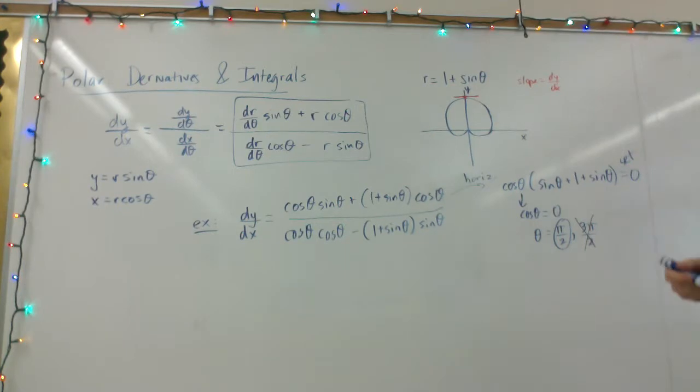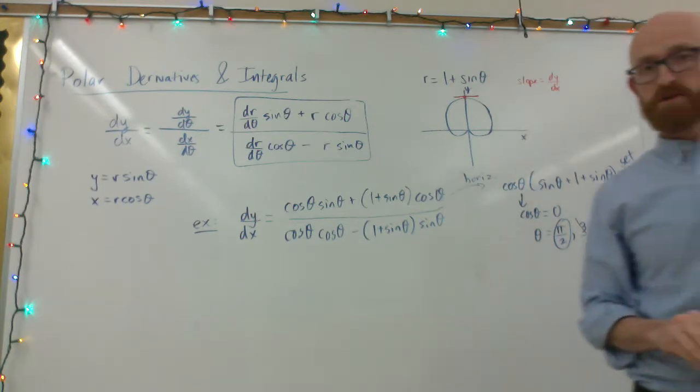We'll see what's going on with 3 pi over 2 in a second. And then over here you'll have 2 sine plus 1 is 0. And that means that sine is negative a half. And that happens at 7 pi over 6 and 11 pi over 6. Actually, both of those are keepers. Those are both valid solutions.